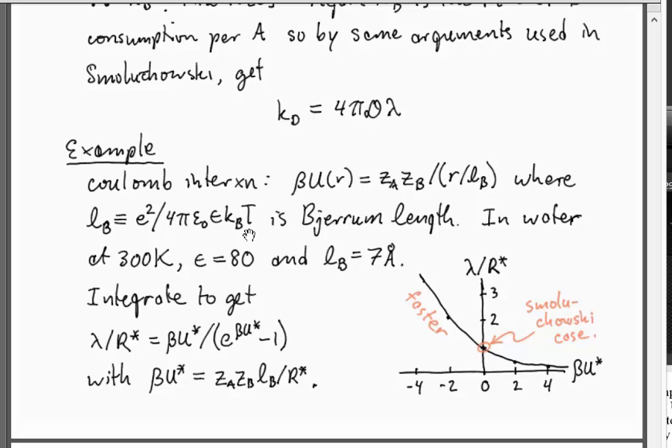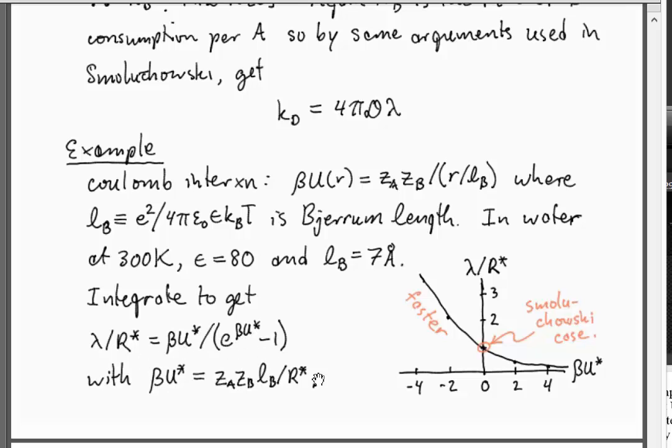So this by definition is the distance at which two charges in a dielectric medium epsilon can be brought together with a 1 kT difference in the energy. So in water, at 300 degrees Kelvin, with the dielectric constant of 80, the Bjerrum length is 7 angstroms, and now I can integrate that expression for the capture radius, and I find that the capture radius relative to the reaction zone is beta u divided by e to the beta u minus 1.